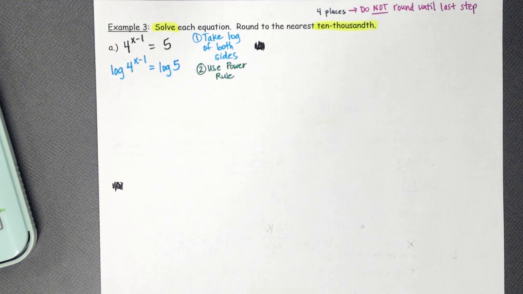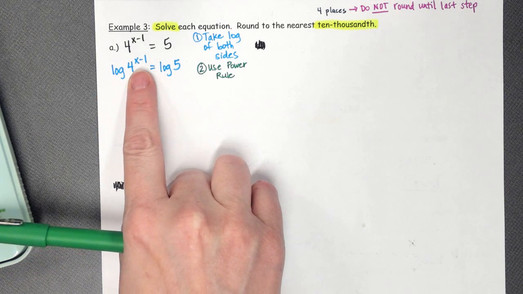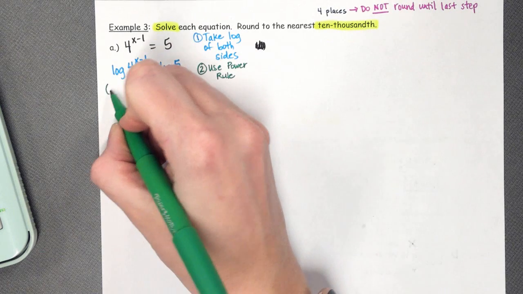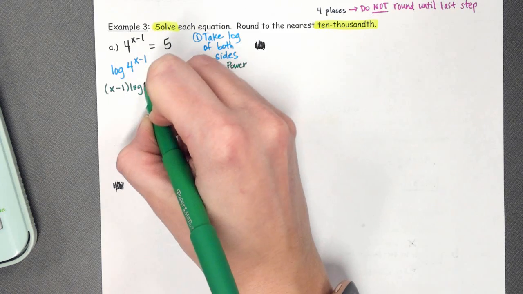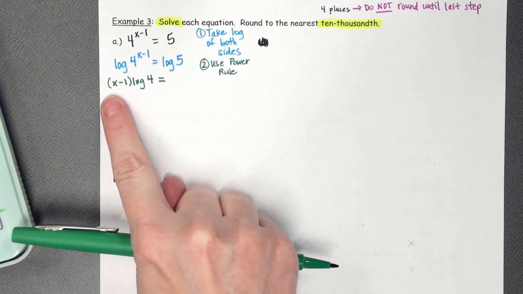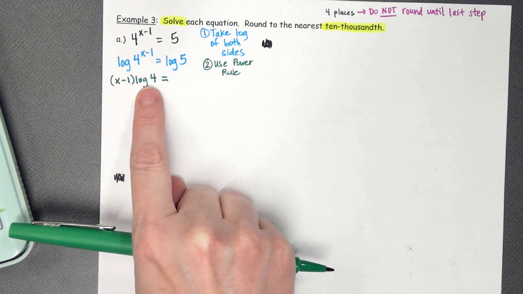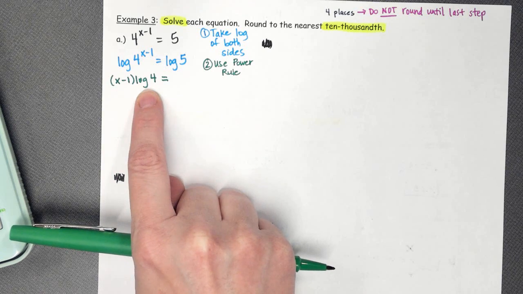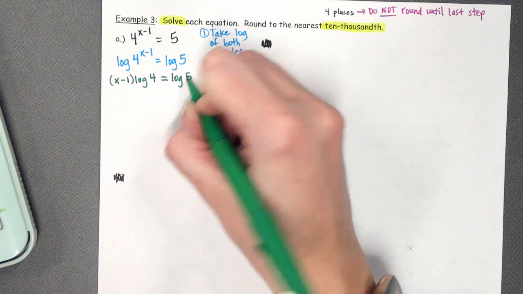So the power rule tells you this exponent goes in front. But this exponent is a binomial, so when you rewrite it, you have to rewrite it in parentheses. If you didn't, it would not mean the same thing. It would mean x minus log 4, okay, which is not the same thing that we're going to do. Because whenever you have parentheses, is there something that you usually think of doing? Yeah, great. That's our next step.